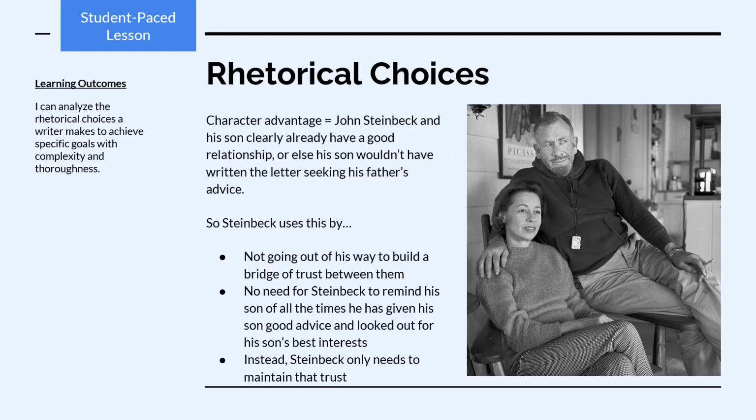An example of a character advantage would be John Steinbeck and his son already clearly having a good relationship. We know this because if they didn't have a good relationship, his son wouldn't have written to Steinbeck in the first place asking for his advice. So what does Steinbeck do with this advantage? Well, he doesn't go out of his way to build any kind of bridges or trust between them, because there's no need for Steinbeck to remind his son of all the times he's given his son good advice. He already has that trust. So instead, Steinbeck needs only to maintain that trust.